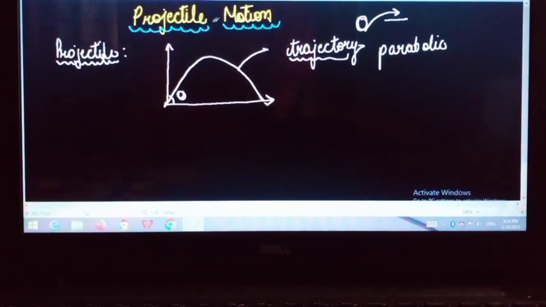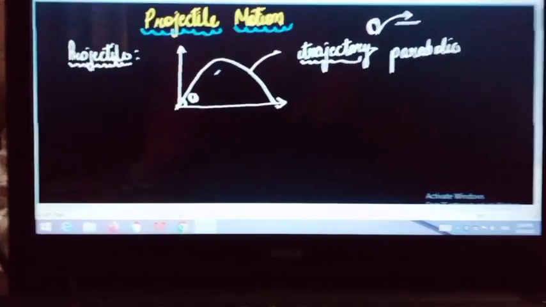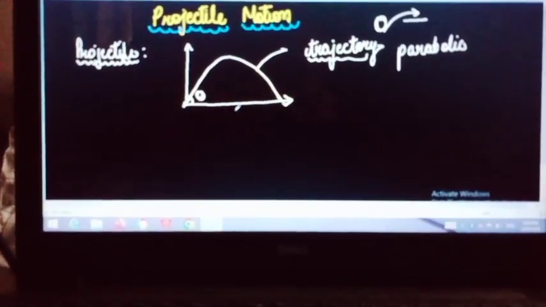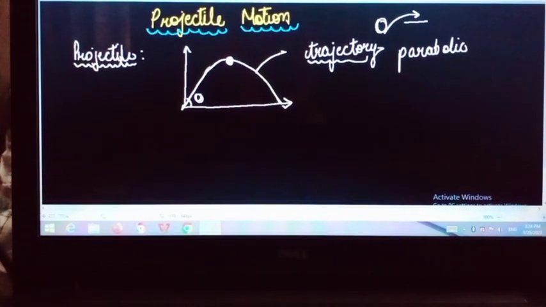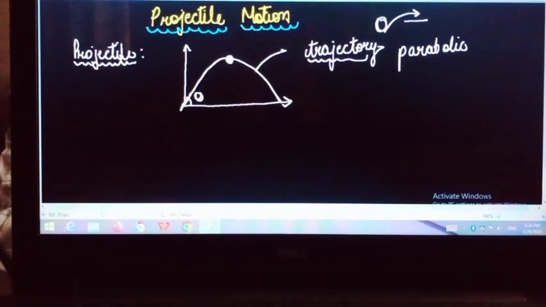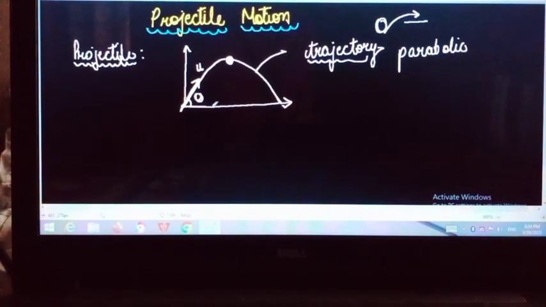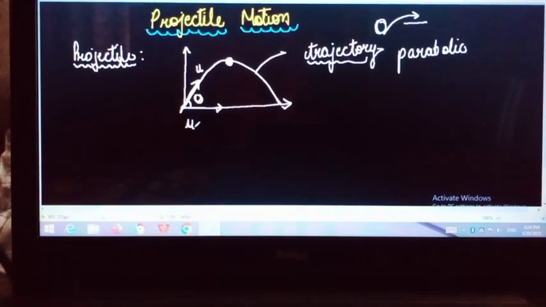Let's understand projectile motion step by step. First of all, in this graph of projectile motion, we have an object which is the projectile. Let's suppose it is a ball which is thrown upwards in the air and it exhibits projectile motion. It has an initial velocity u, and the horizontal component of its initial velocity is u cos theta.